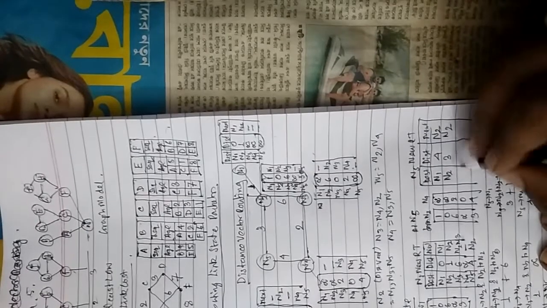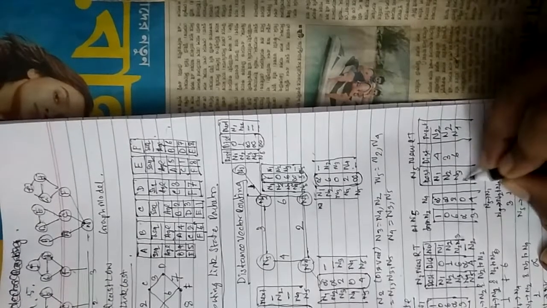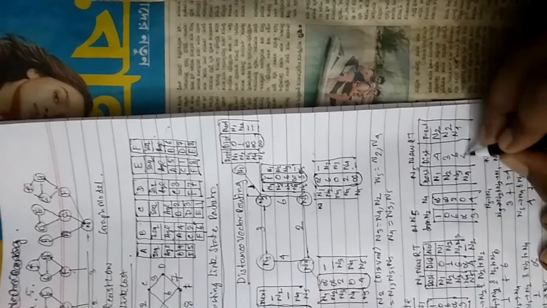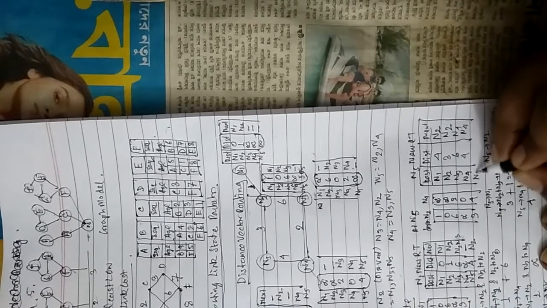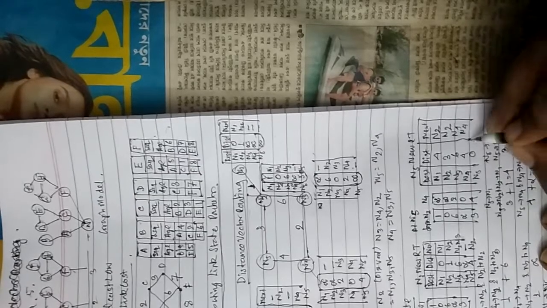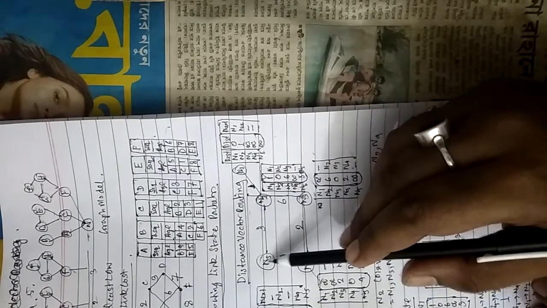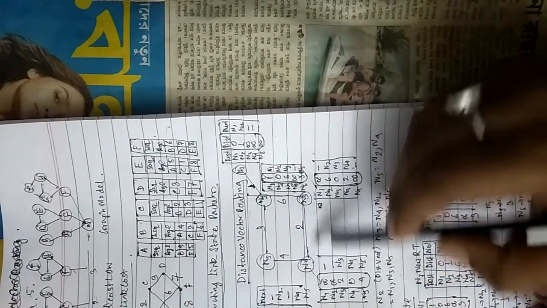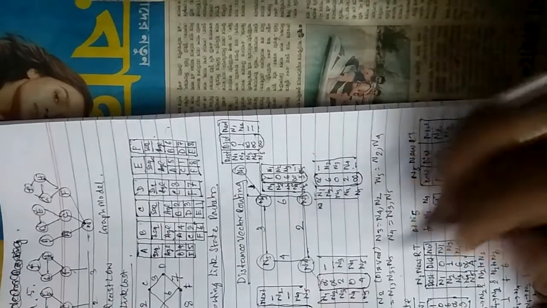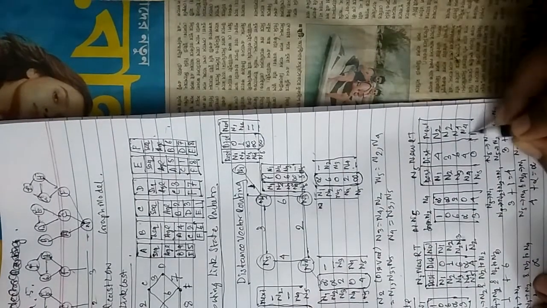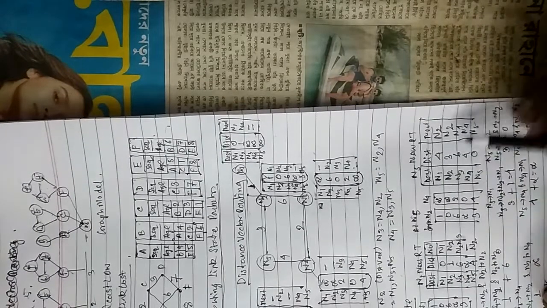Like this, for n3 it is 6 and the next hop will be n4. For n4 it will be 4, and for n5, n5 to n5 is 0. So this is the new routing table in the second iteration.